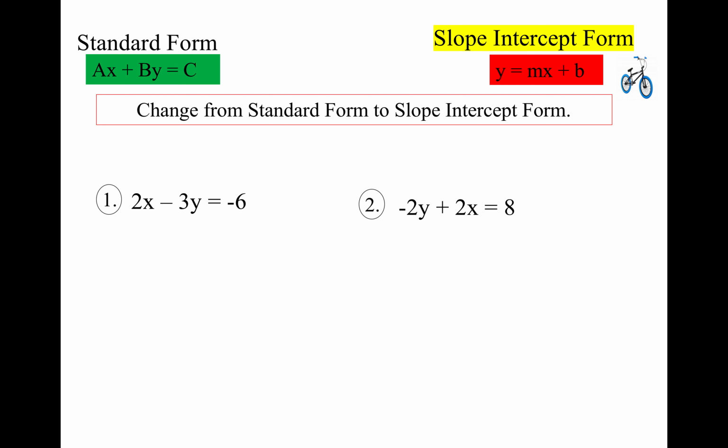to slope-intercept form. Standard form, remember, is capital AX plus capital BY equals C, and it's in green. Slope-intercept form, that's in yellow, and y equals mx plus b, which is the equation of a line, is in red. So we're going to change from standard form to slope-intercept form.